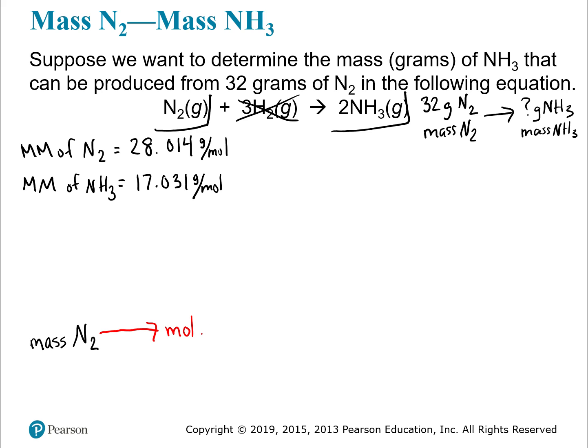And the first thing we're going to do is convert to moles. If we're going from grams to moles, we need the molar mass. The second part of our equation is going to take those moles of nitrogen gas and convert to moles of ammonia. That's where the mole-mole factor comes in.